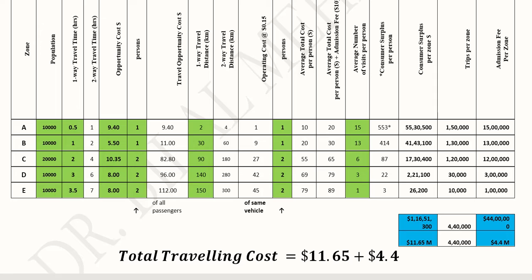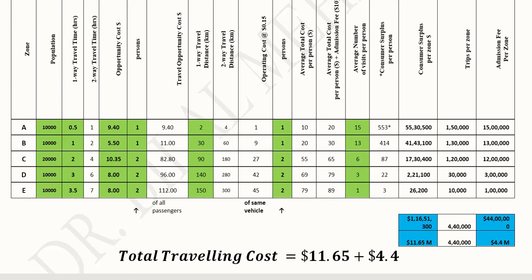It will remain the same. Again 11 plus 9 divided by 1 will be 20. Here 96 plus 42 divided by 2 will be 69, and 112 plus 45 divided by 2 will be 79. So in this way we can calculate the average by dividing by the number of persons, the sum of the travel opportunity cost and the operating cost. So opportunity cost and the out of pocket cost will be considered. Now these values are a per person value of the travel cost.